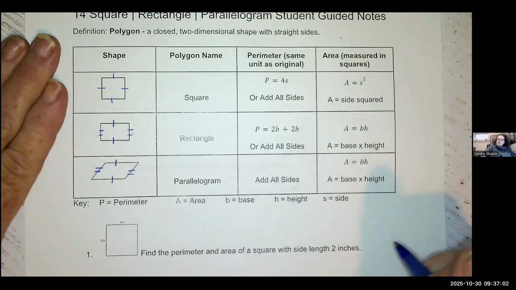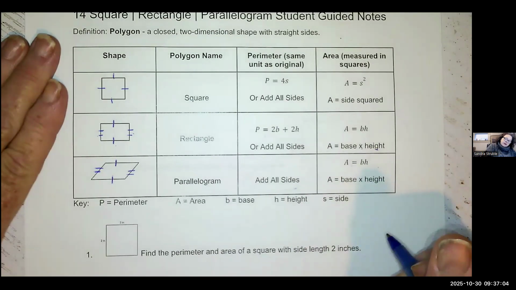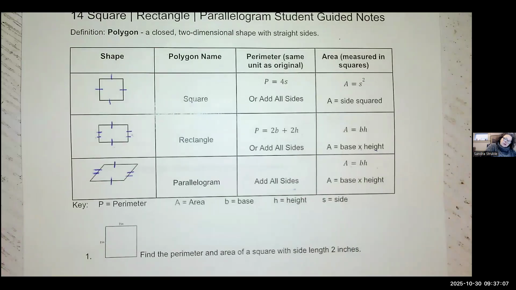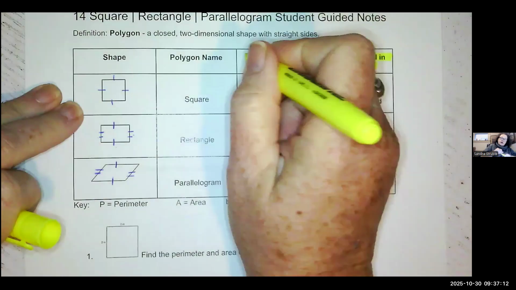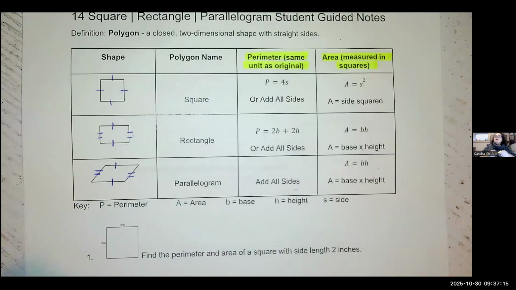One of the things you need to please pay attention to is area is always measured in squares. Perimeter is always the same unit as the original. Because we've just come off of working on units, you need to answer with the correct unit. If you're giving me the perimeter, it should have the same unit as the original ones with the shape. If you're giving me area, it should be that unit squared, like feet squared or square feet. It has to have a square. Otherwise, it's not representing area.